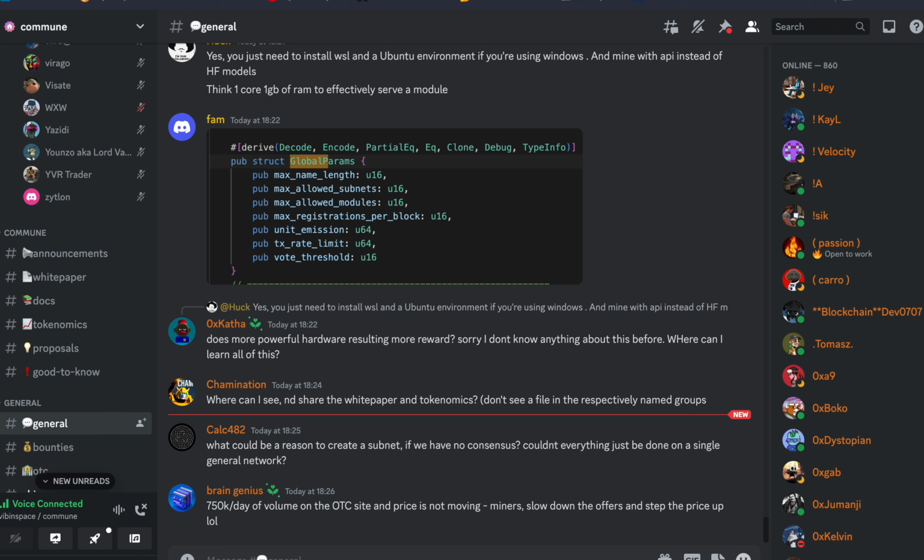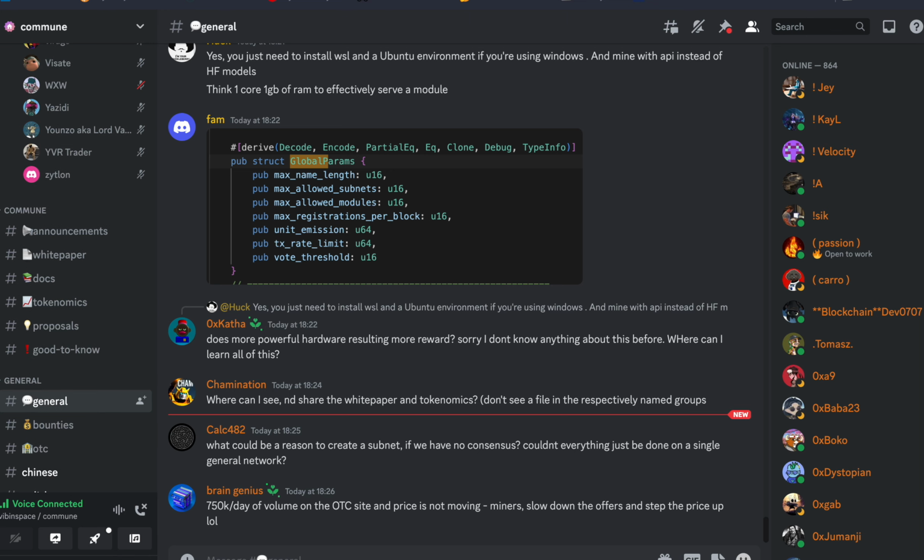But what could be the reason? The incentive to create a subnet would be that you can set yourself a fee as the founder, to basically return some emissions. That's essentially the incentive you would have. The emissions of each subnet are based on the amount of tokens on each subnet. So if one subnet has 10% of the tokens, then it will get 10% of the emissions. That's basically how it works.